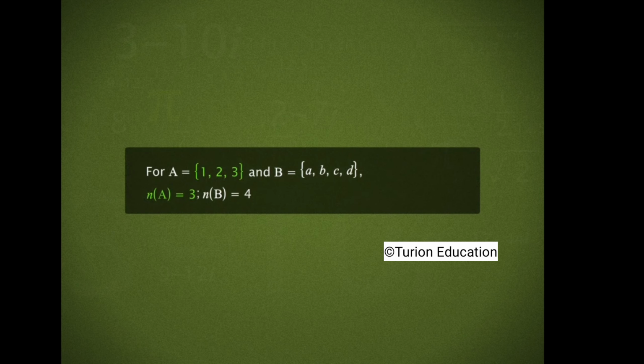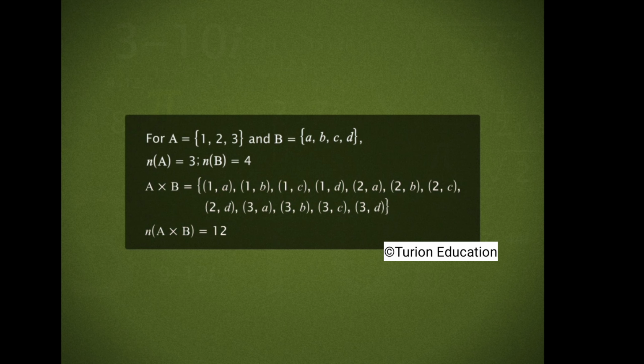When the set A had 3 elements and the set B had 4 elements, the number of elements in the Cartesian product of the two sets was 12. This is justified too, because each of the 3 elements of A is paired with each of the 4 elements of B, giving rise to 3 times 4, that is, 12 elements.